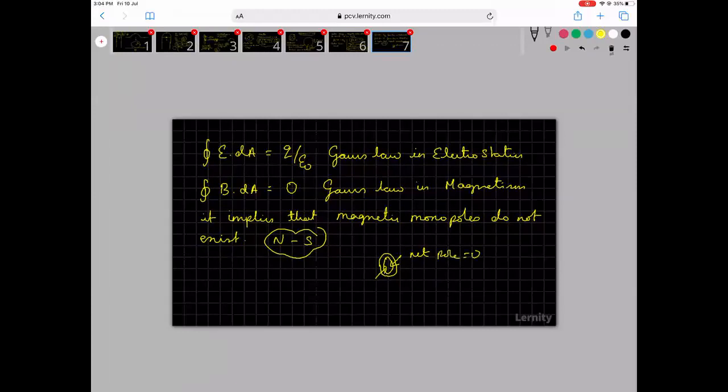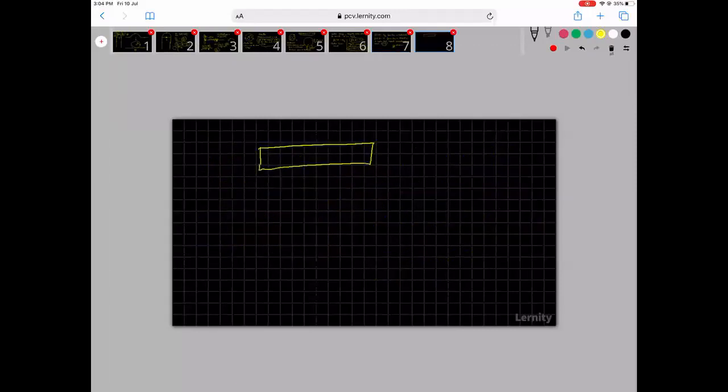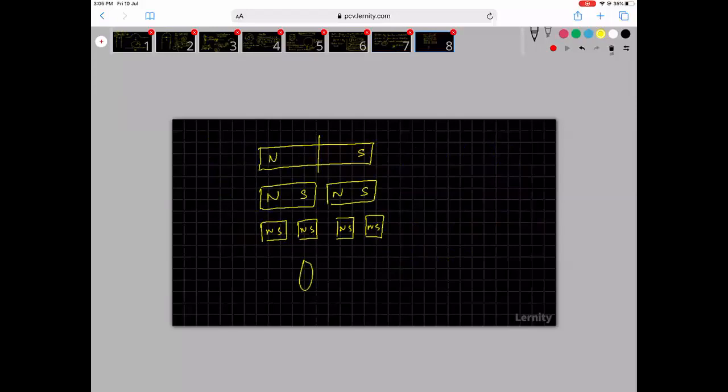So if you have a magnet here, this is North Pole, this is South Pole, you break it. This is North Pole, this is South Pole, this is North Pole, this is South Pole. Again you break it. North Pole, South Pole, North Pole, South Pole. When you go to that final thing, North Pole, South Pole.